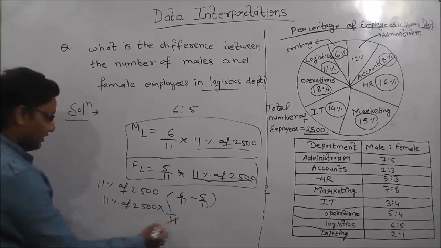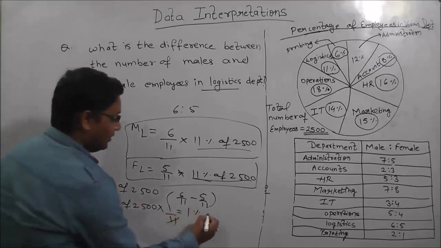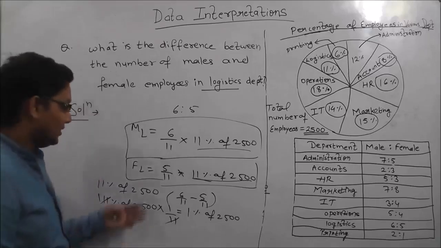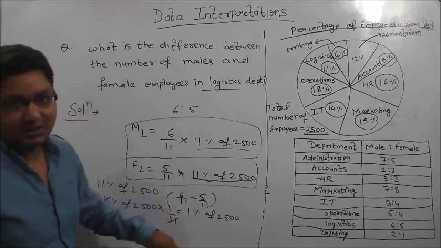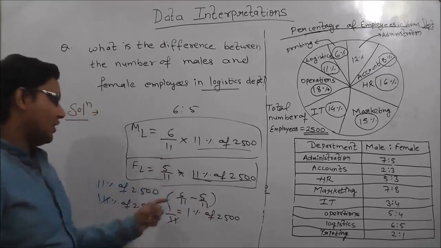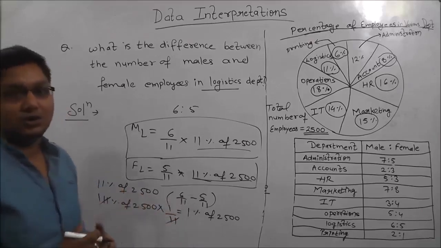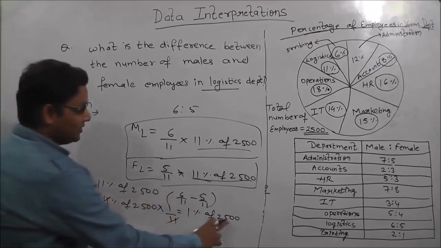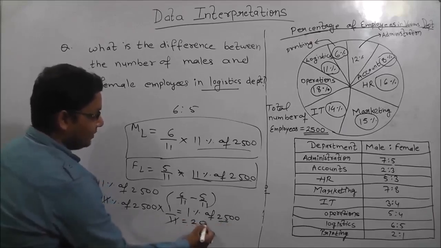Okay, so 11 and 11 get cancelled. So 1% of 2500. We have to find 1% of 2500. So the main logic is that don't solve until the last cancellation. Try to cancel as much as you can, and then in the last step you find the answer. Don't solve the question in between. Okay, so we have to find 1% of 2500. So 1% will be how much? 25. So the answer will be 25.